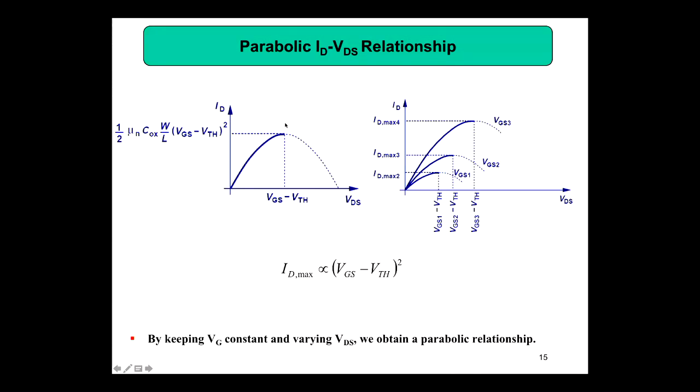By keeping Vg constant and varying VDS, we obtain a parabolic relationship. So how do you get this parabolic? You can keep Vg constant and then vary the VDS. Then you will find this kind of parabolic relationship when you measure it. The maximum current occurs when VDS equals VGS minus VTH. The maximum current, that is this point.